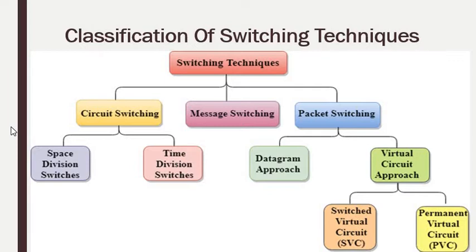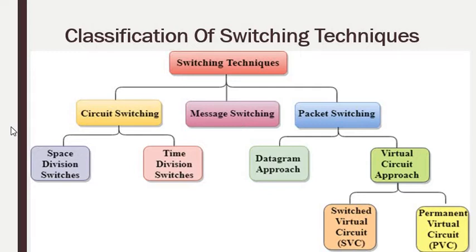Let's see the classification of switching techniques. Switching techniques can be broadly classified into three types: circuit switching, message switching, and packet switching. Circuit switching again has subtypes: space division switches and time division switches. Packet switching is further divided into two types: datagram approach and virtual circuit approach. The virtual circuit approach again has two types: switched virtual circuit and permanent virtual circuit.